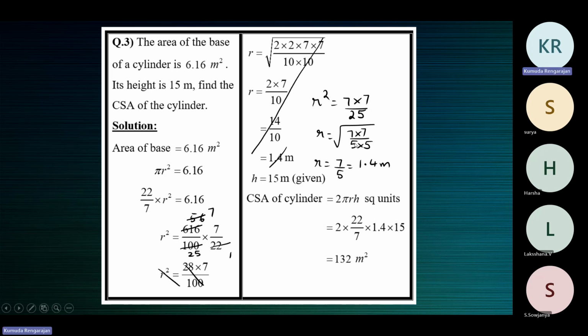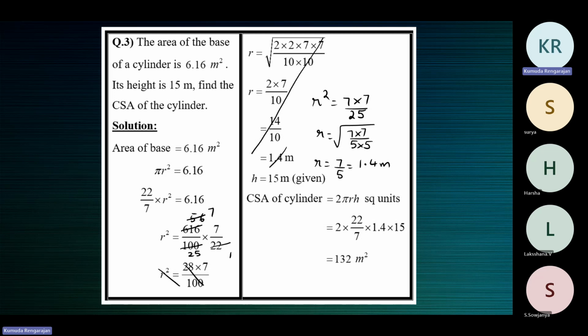Then find the CSA using the formula 2 pi RH. So in this question, to find the CSA, the formula is 2 pi RH. So we need the values of R and H. H is given, 15 meters. R is not given. So to find the value of R, we are given a different piece of information.